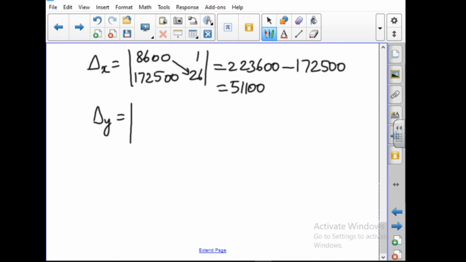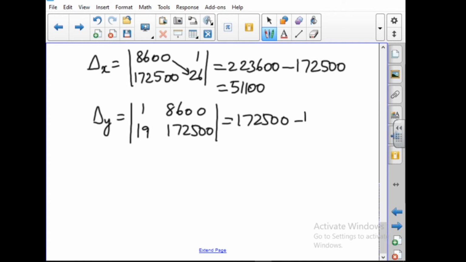Next, we need to find out delta y. Delta y is equal to the determinant 1, 8,600, 19, 1,72,500, which is 1,72,500 minus 19 into 8,600, that is 1,63,400. So here your answer is 9,100.